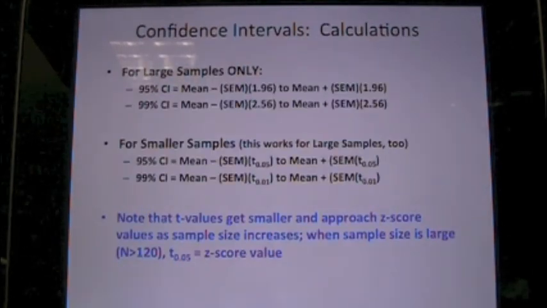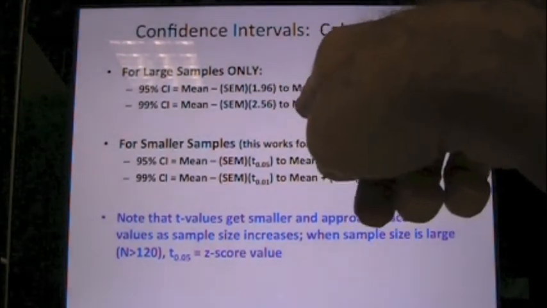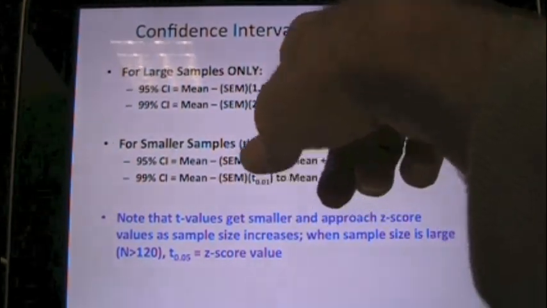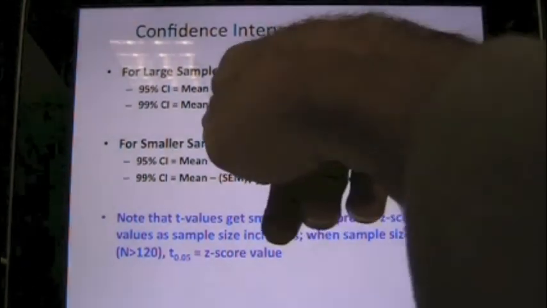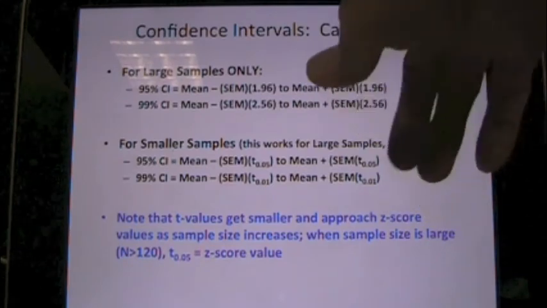So this is what everybody's familiar with in terms of the math. If you have large samples, the 95% confidence interval is 1.96 times the standard error of the mean, above and below that. If it's a 99% confidence interval, you use 2.56 times the standard error of the mean, plus or minus.